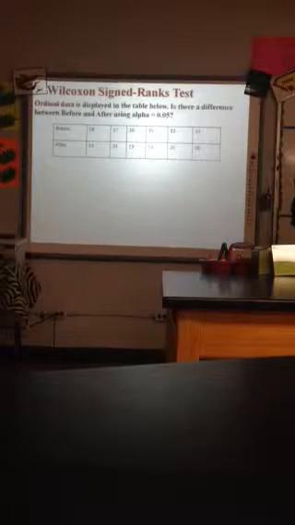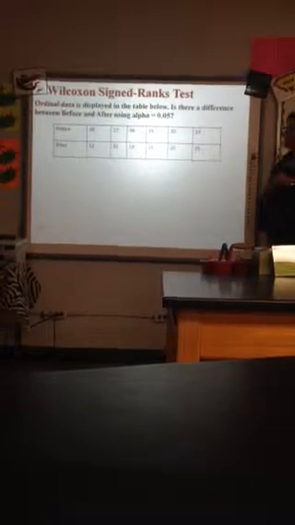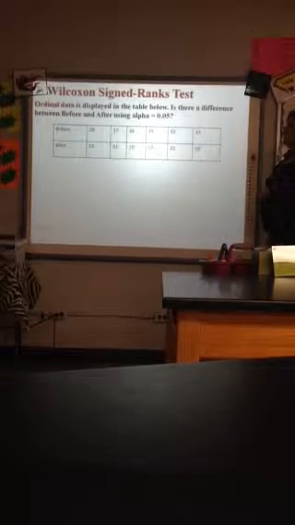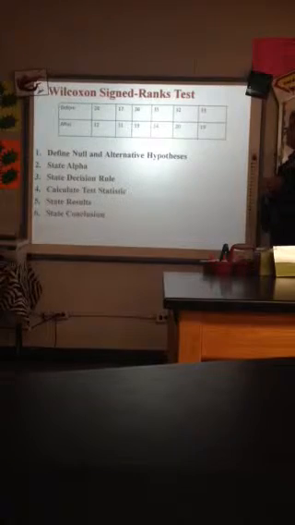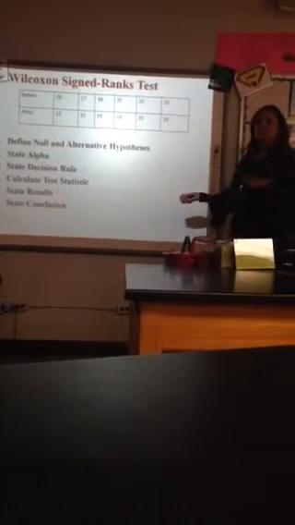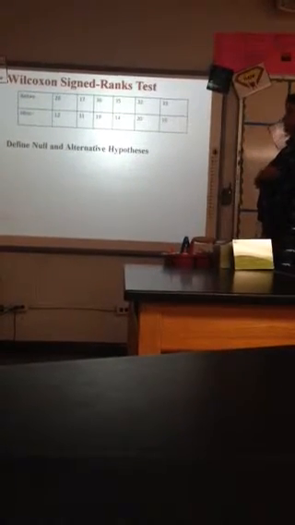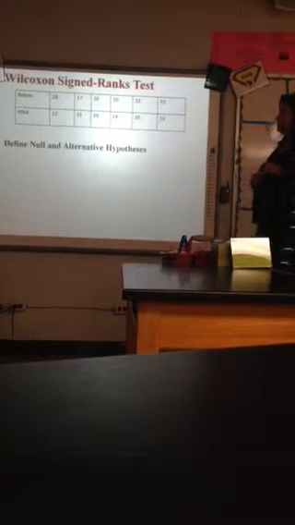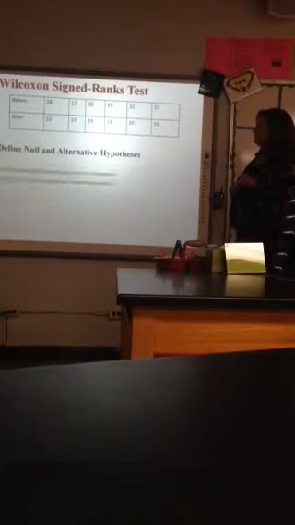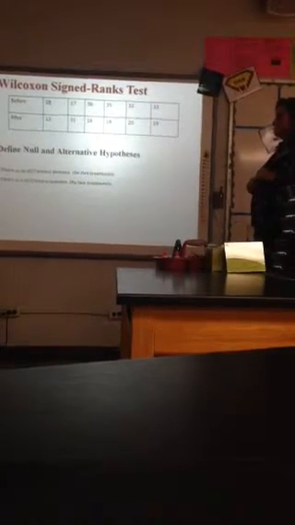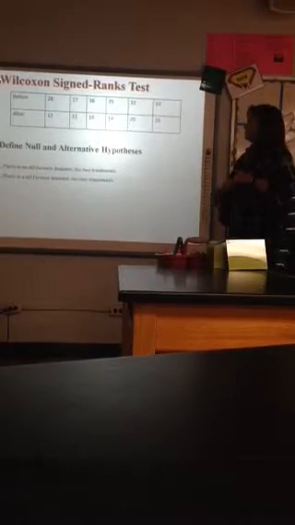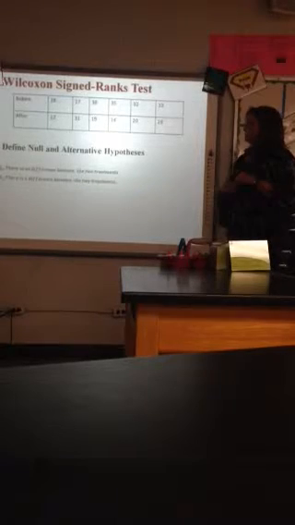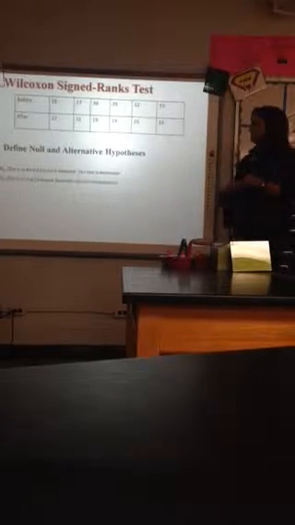So here's some ordinal data, a small set of 6 numbers. I'm asking, is there a difference between before and after using an alpha level of 0.05? So we're going to do a Wilcoxon signed ranks test. It's just like any other simple statistical test. Our first step is to state the null and alternative hypotheses. Remember, this is just like a dependent samples t-test, so our null is that there's no difference between the 2 treatments, and the alternative is that there is a difference between the 2 treatments.